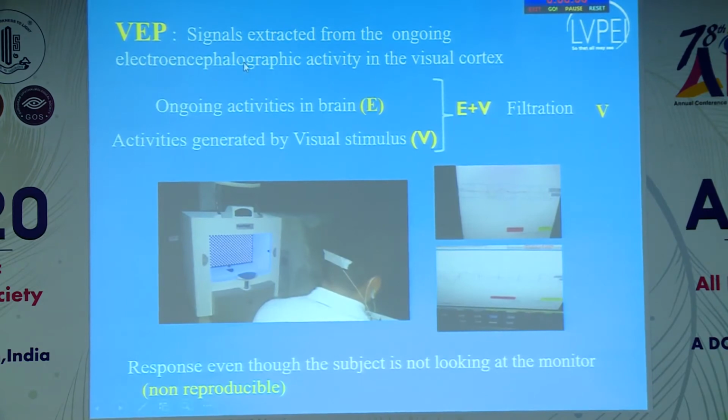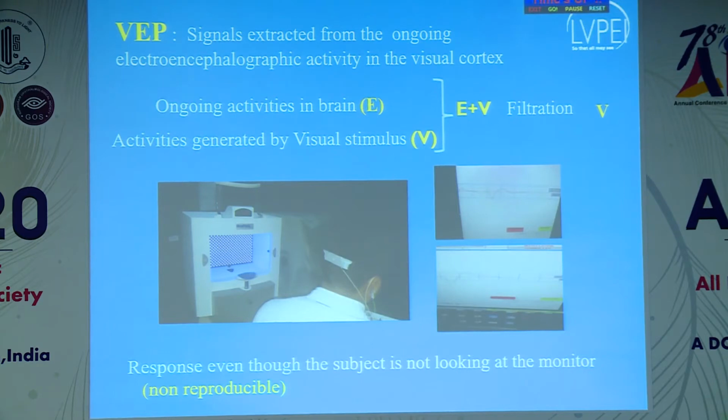So visual evoked potentials are signals extracted from the ongoing electroencephalographic activity in the visual cortex. We should be careful that some response doesn't mean that the optic nerve or the visual pathway is healthy. For example, if you see here, the subject is not looking at the stimulus, but still there is some recording. This recording is not reproducible and is not what is expected. So this is a false recording.